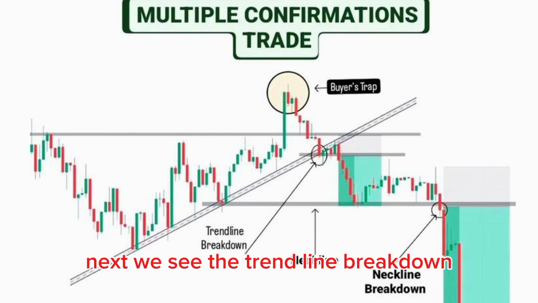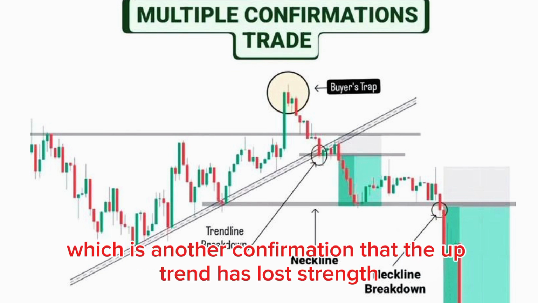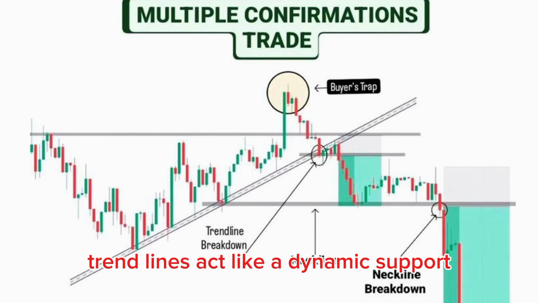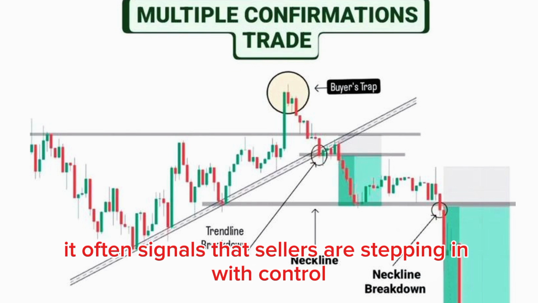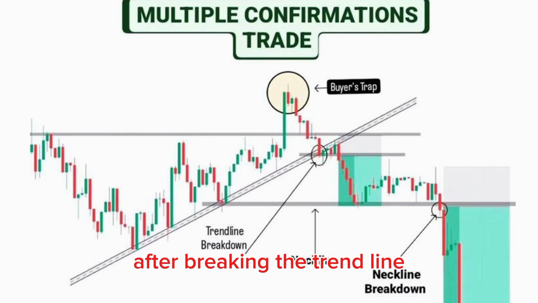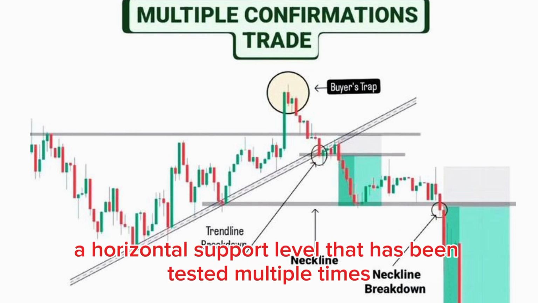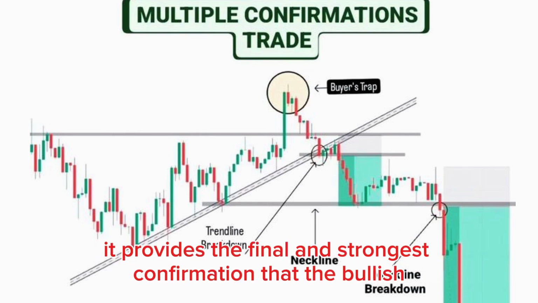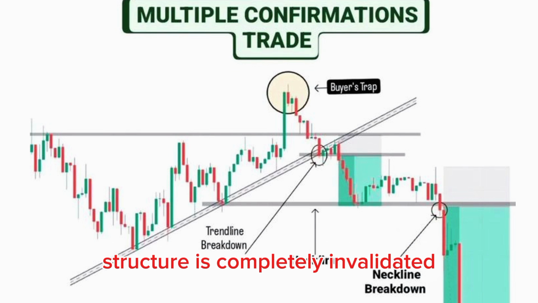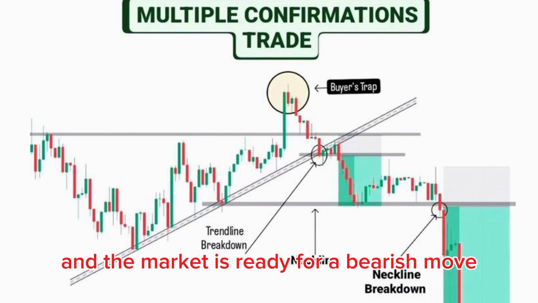Next, we see the trend line breakdown, which is another confirmation that the uptrend has lost strength. Trend lines act like a dynamic support, and once price decisively closes below them, it often signals that sellers are stepping in with control. After breaking the trend line, price forms a neckline, a horizontal support level that has been tested multiple times. When this neckline eventually breaks, it provides the final and strongest confirmation that the bullish structure is completely invalidated and the market is ready for a bearish move.